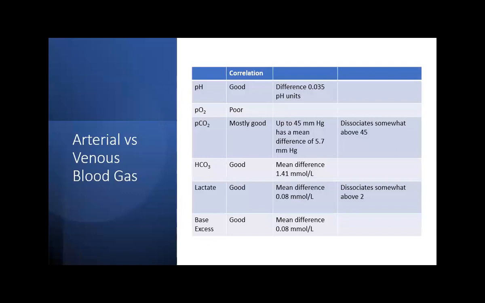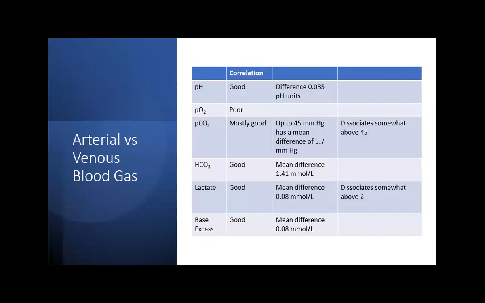If we look at the correlation between arterial and venous gases, the pH correlation is very good. There's a minor difference between an arterial and a venous blood gas. Obviously, a PaO2 is of no good in a venous gas. PCO2 up to 45 is basically the same. There's a little bit of a difference, but you can take the PCO2 in your venous gas to be very similar to the arterial gas.